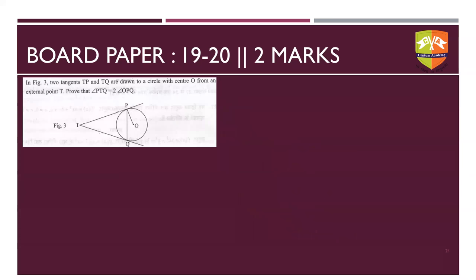This is two marks. Two tangents TP and TQ are drawn to a circle with center O from an external point T. Prove that angle PTQ is twice angle OPQ.